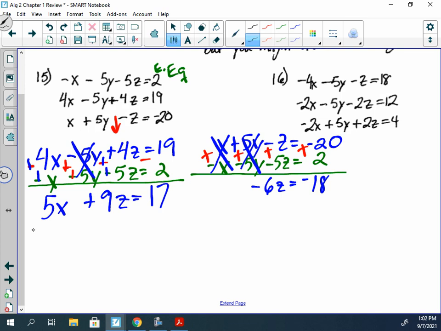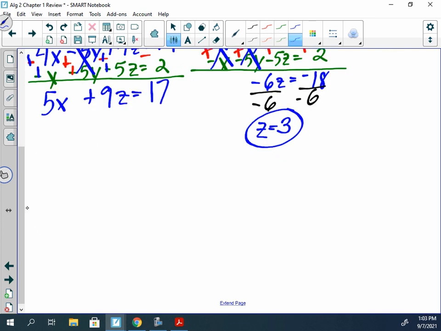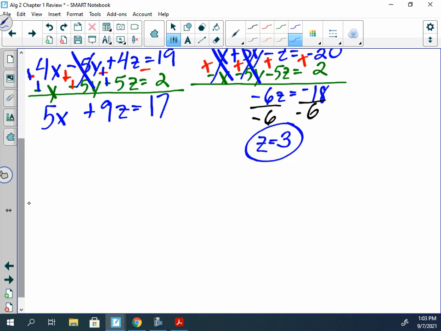What would we do next? Divide by negative 6. If I have one variable, might as well go on and solve for it. It'll make it easier to work. Z is equal to 3. Z is equal to 3. So this one here worked out nicely that we ended up getting a variable by itself. That is nice.